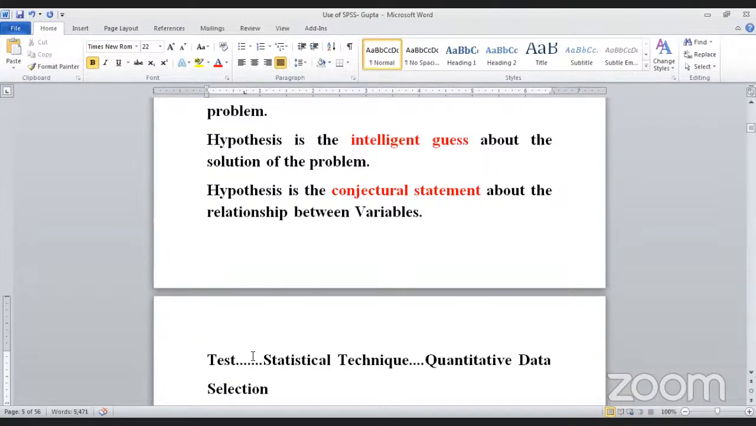Now, if you do not have the quantitative data, then you will not be able to analyze with the help of a statistical technique, and you will not be able to test the hypothesis. And if so, then you cannot formulate the hypothesis. I repeat this information again. If you have qualitative data, please pay attention, which cannot be analyzed with the help of the statistical technique, then you cannot test the hypothesis. And therefore, you should not formulate the hypothesis.